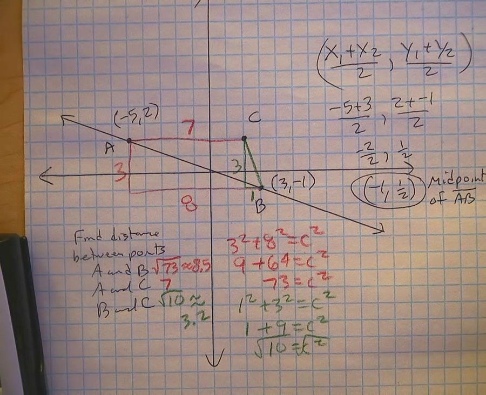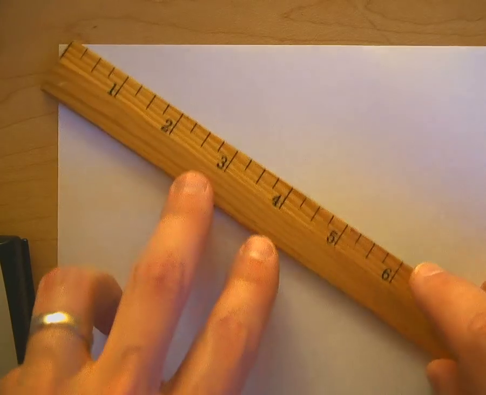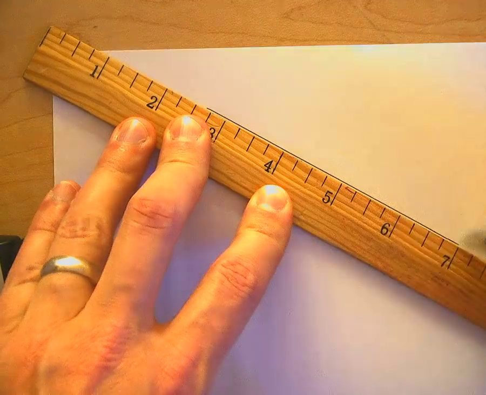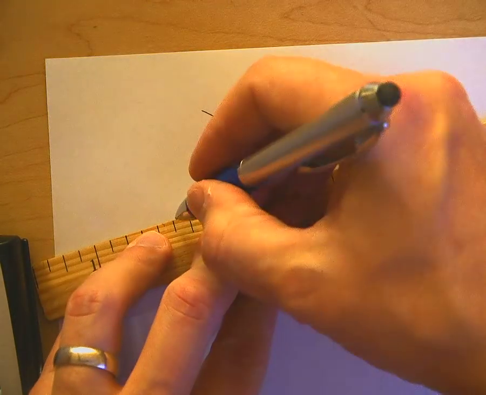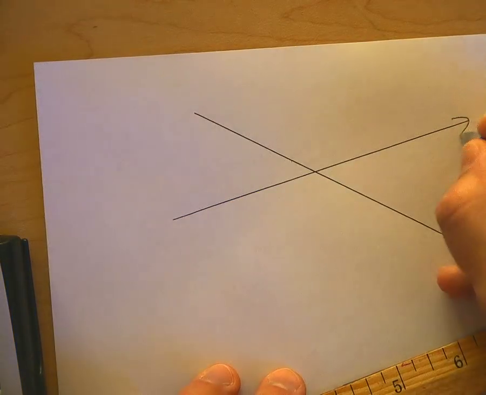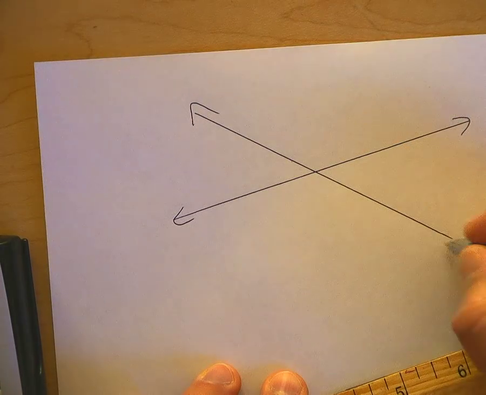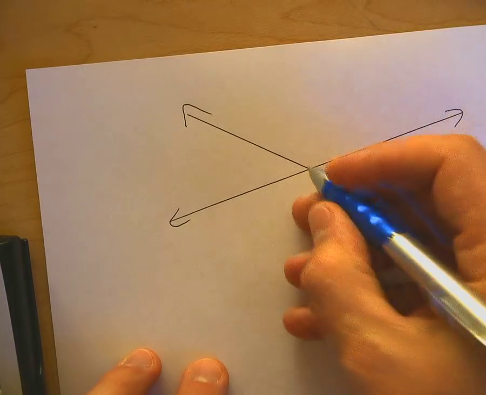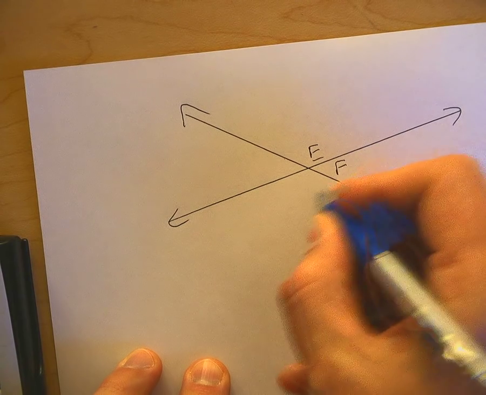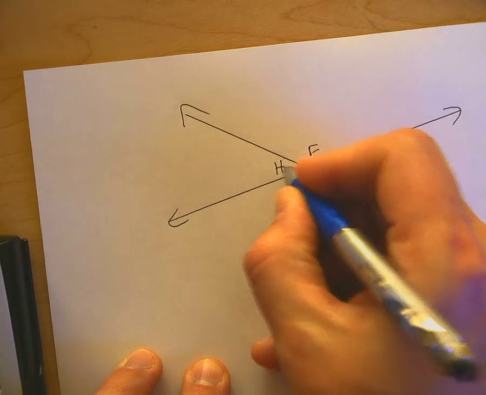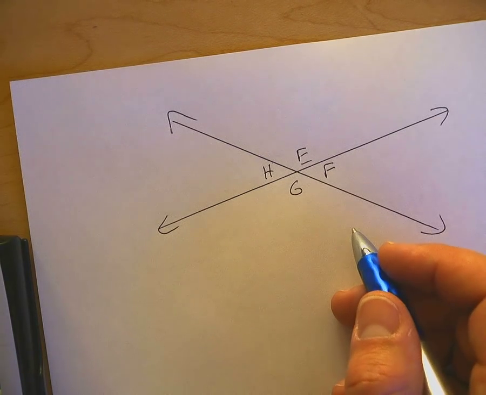Everybody else, let's go to a new page. If you could get a sheet of blank paper, that would be best for this next one. All right, so I'm going to draw two intersecting lines right here. And I'm going to label the angles E, F, G, and H.